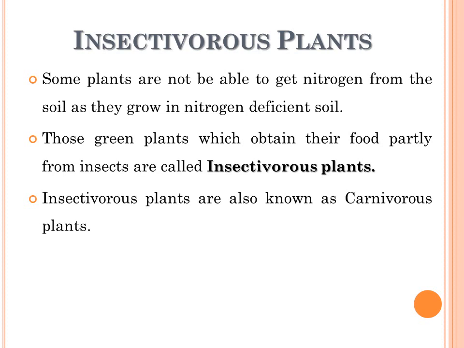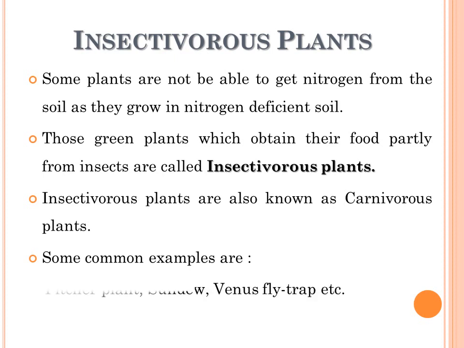Insectivorous plants are also known as carnivorous plants. As you all know, those who are dependent on animals are known as carnivorous. So these plants are also dependent for the nitrogen, of course, on the insects. So they are known as carnivorous plants. Some common examples are, as we all know, pitcher plant, sundew, Venus flytrap, etc.